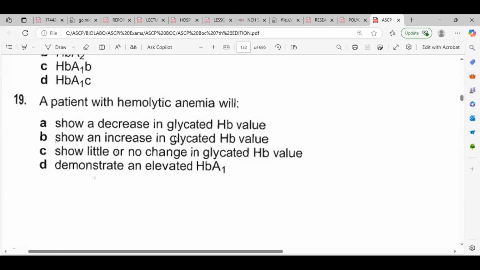Could that also be part of the explanation? So we are reducing the old RBCs because there is hemolysis, and now there is an increased number of young RBCs that may not have the glycated hemoglobin. Yes, that can in fact be a part of it.